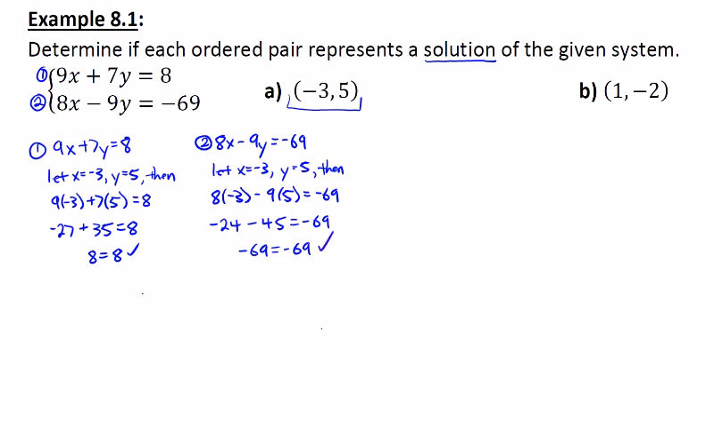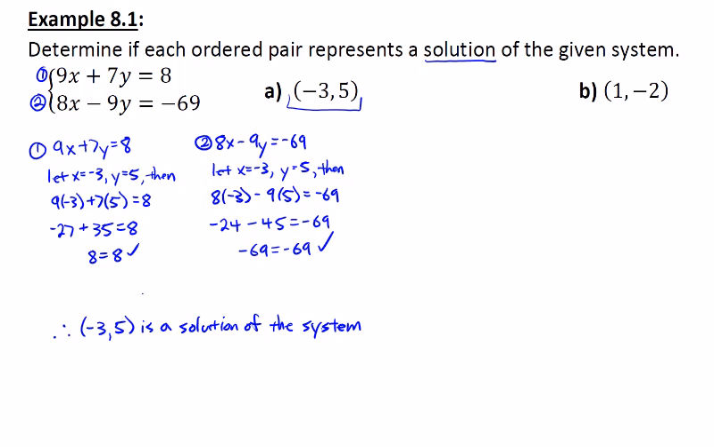So at this point, we can now make our conclusion. Therefore, the ordered pair negative 3, 5 is a solution of the system. And we can't make this conclusion until we've proven that both equations are true for this particular ordered pair. So that's part A.